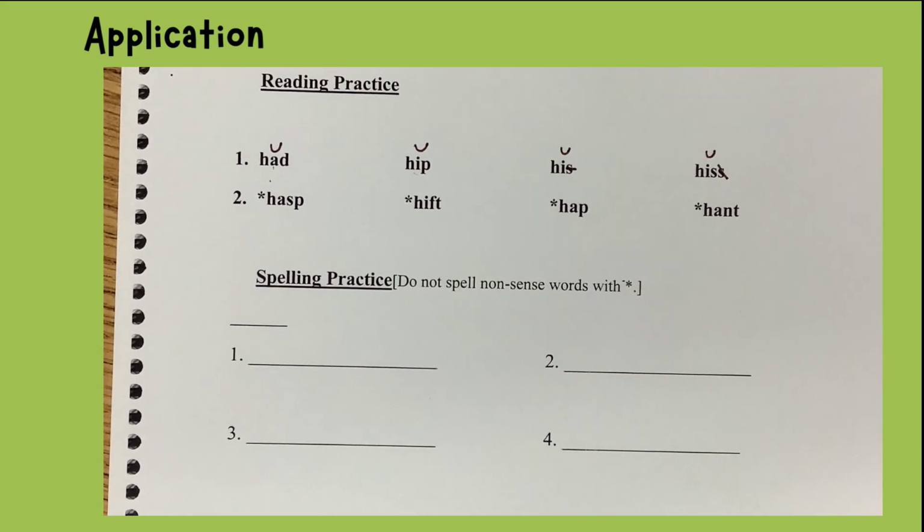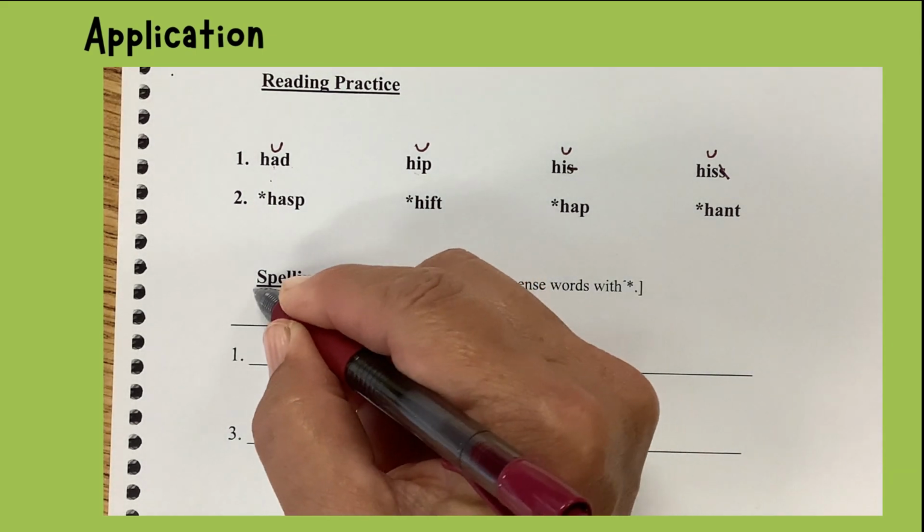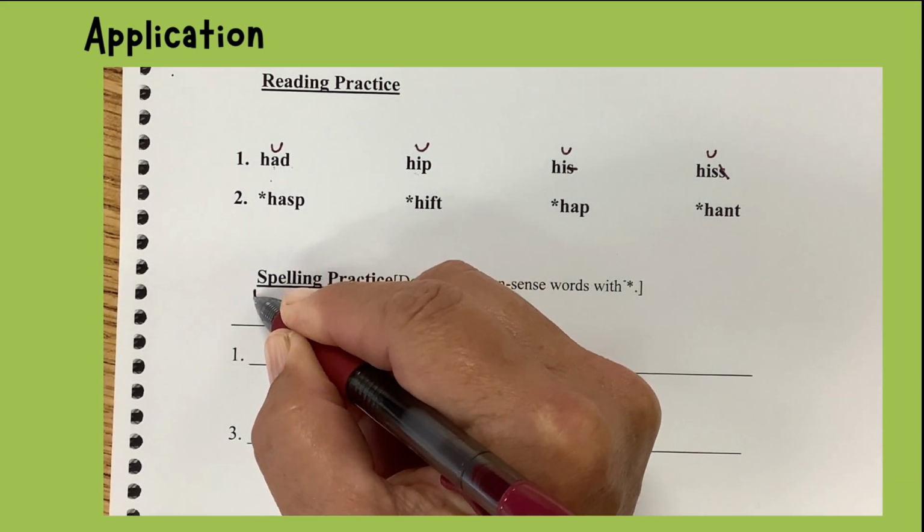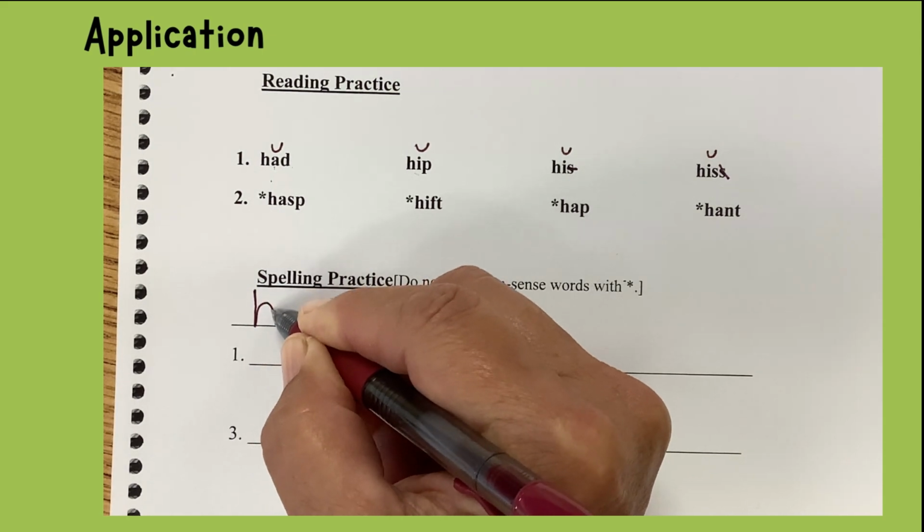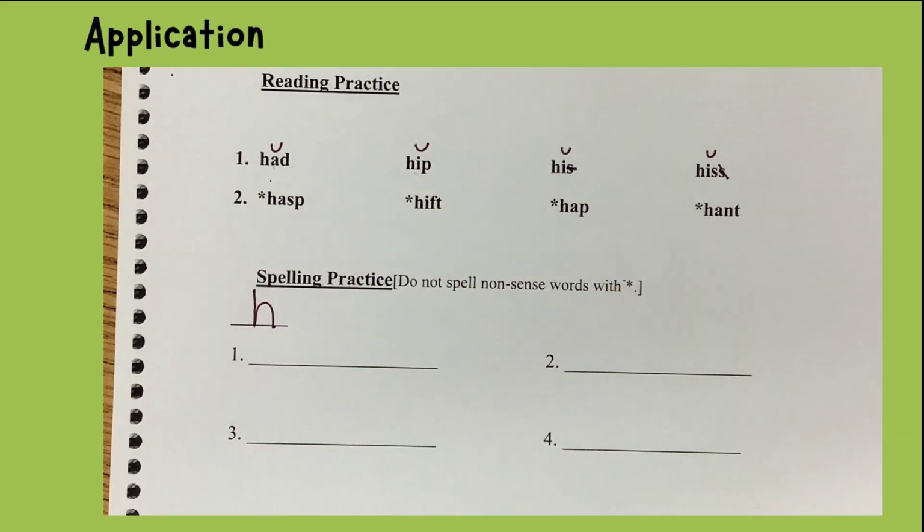I'm going to say a sound. You repeat the sound, name the letter, and write the letter that makes that sound. Huh. H. Start at the top. Pull straight down. Push up and over. We're going to spell four words with the letter H. The first word is hand.